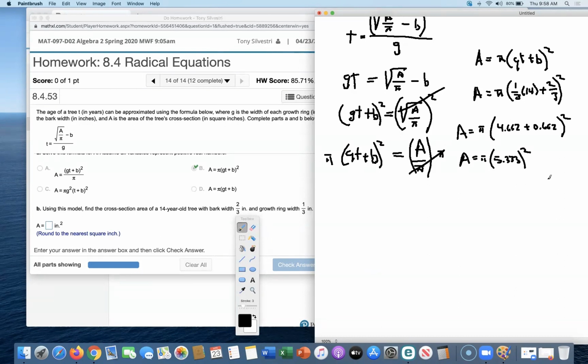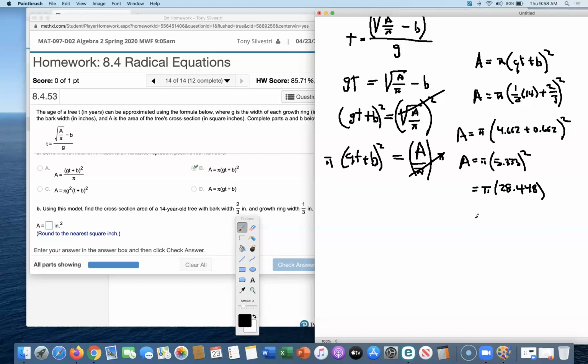So I'm going to square that on my calculator. Square it. I get 28.448. That's enough digits. And last, I'm going to take that number that's on my calculator and multiply by pi. Where's my pi? Right there. I got a pi button here. Equals, and this is the answer I get. And I really hope this is right because I don't want to do this again.